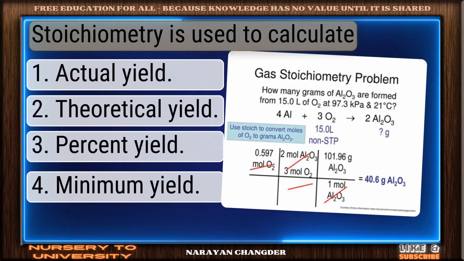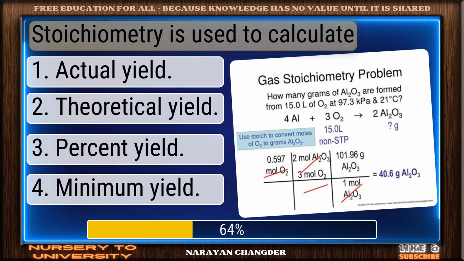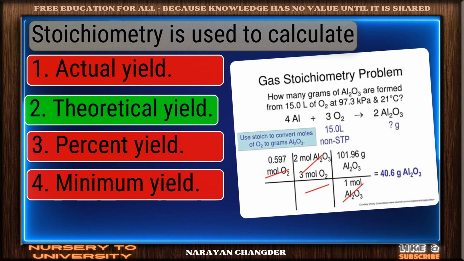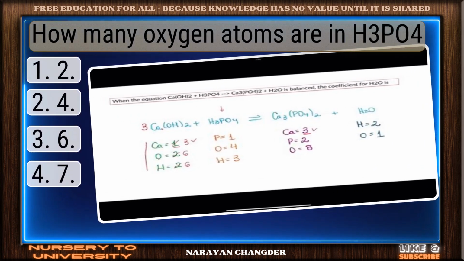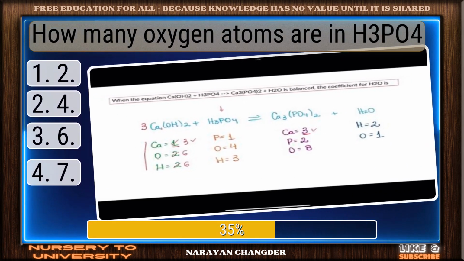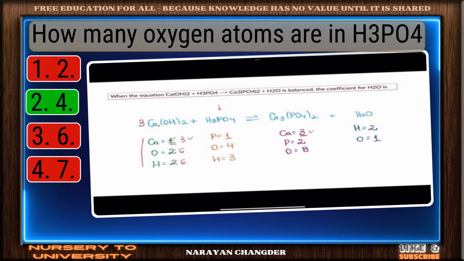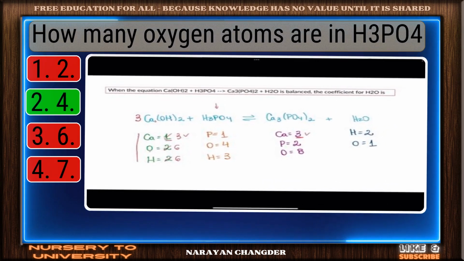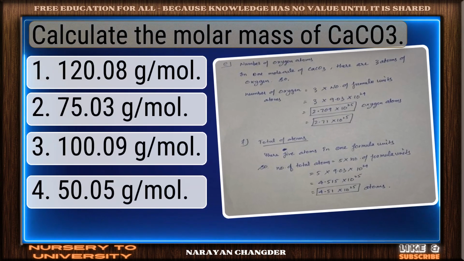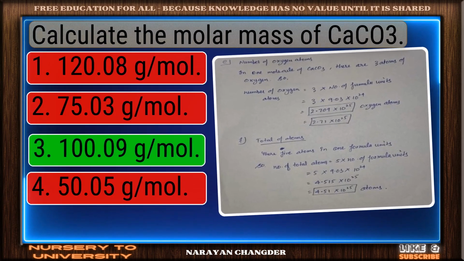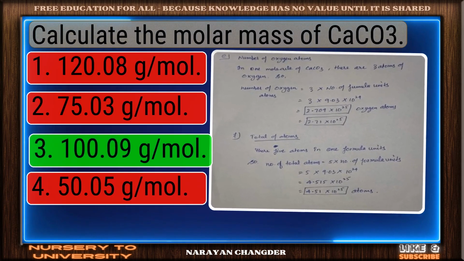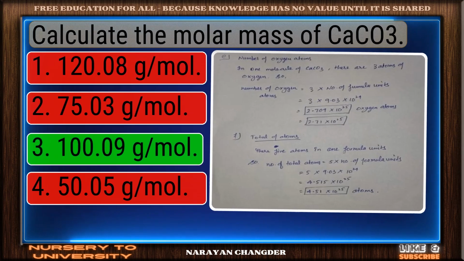Stoichiometry is used to calculate. Great job. Theoretical yield is the accurate answer. How many oxygen atoms are in a 3x4? You're right. 4 is the correct answer. Calculate the molar mass of CaCO3. You got it. Your choice 100.09 g/mol is right.